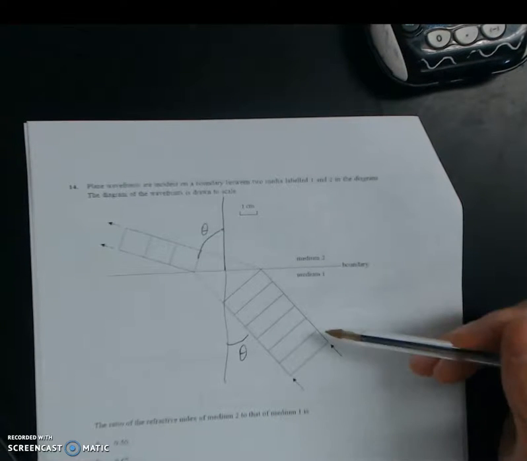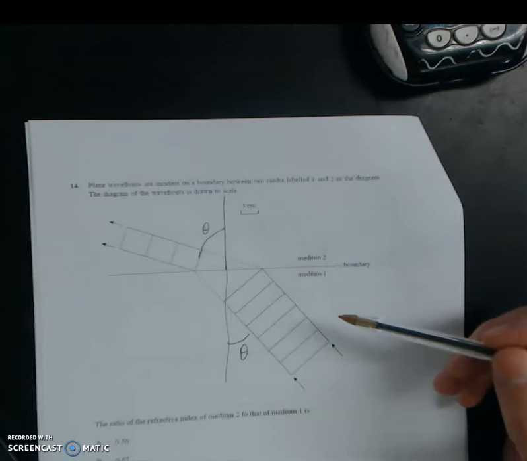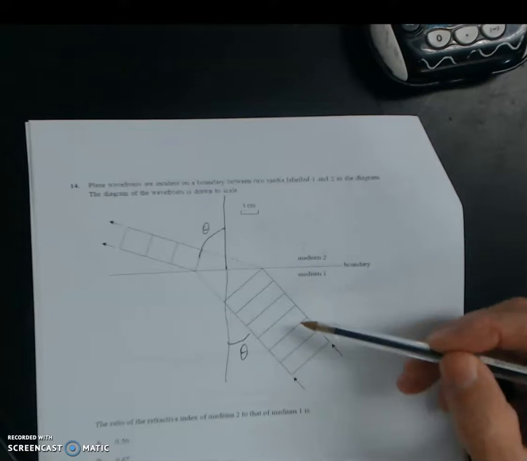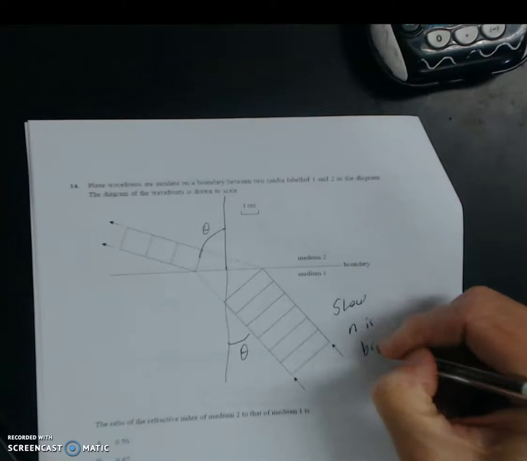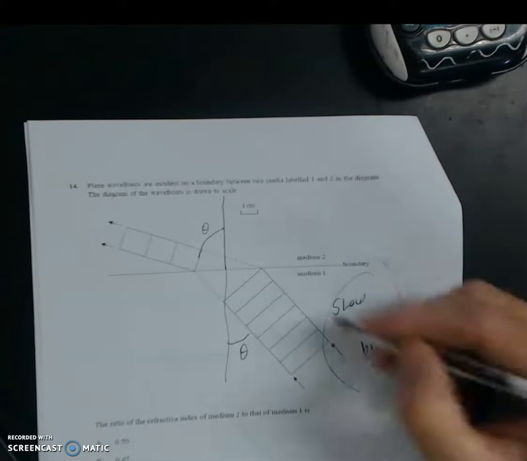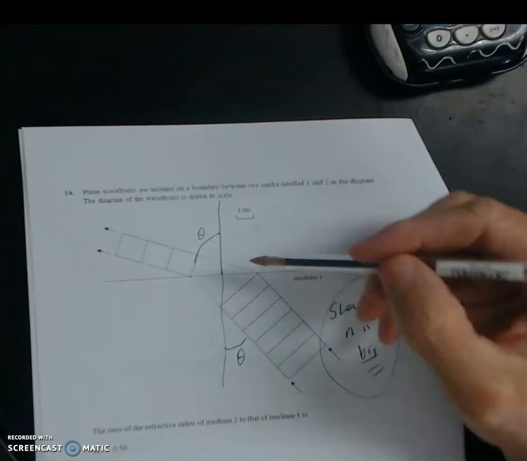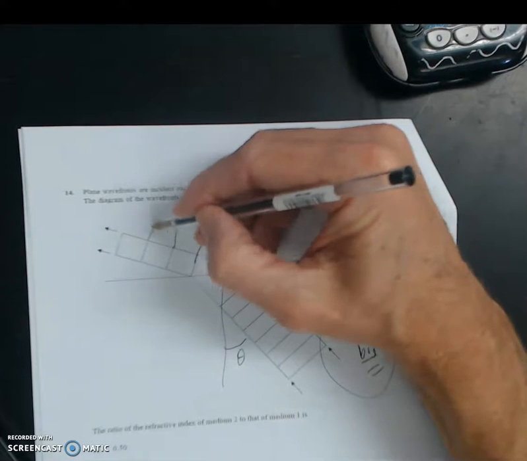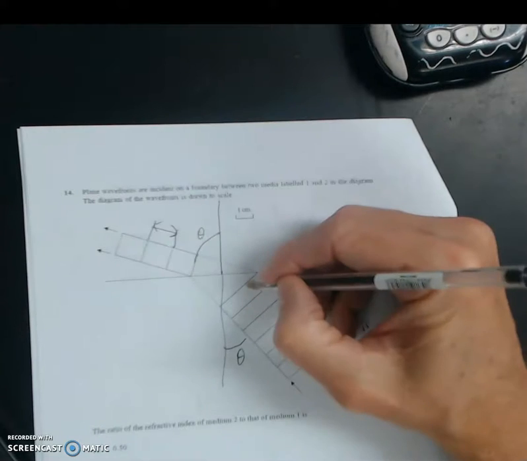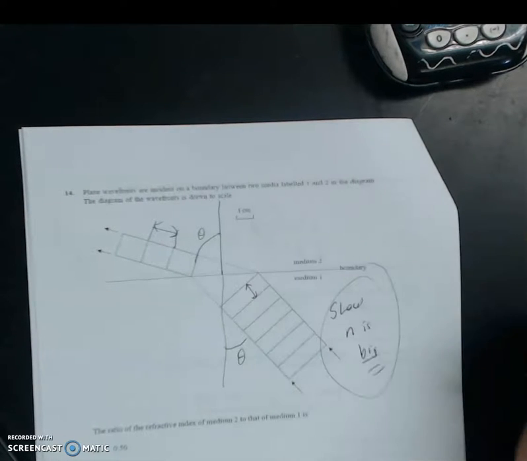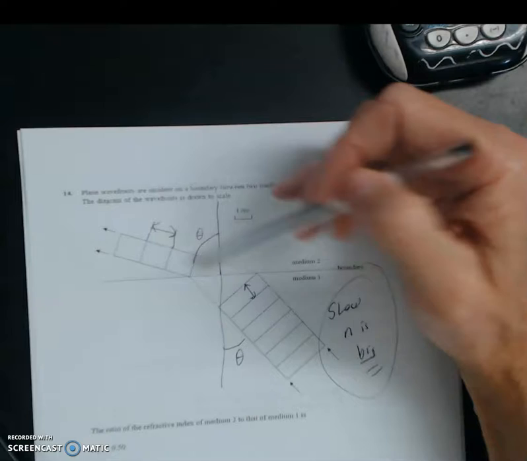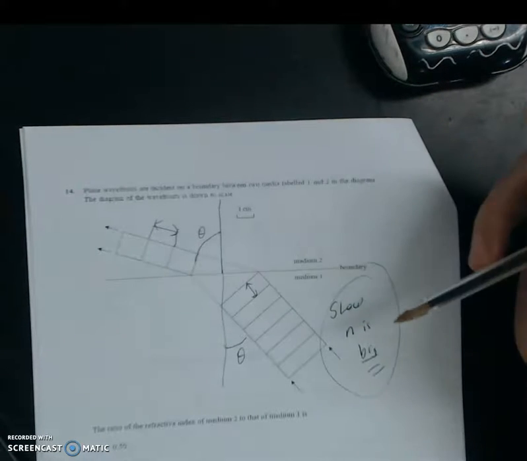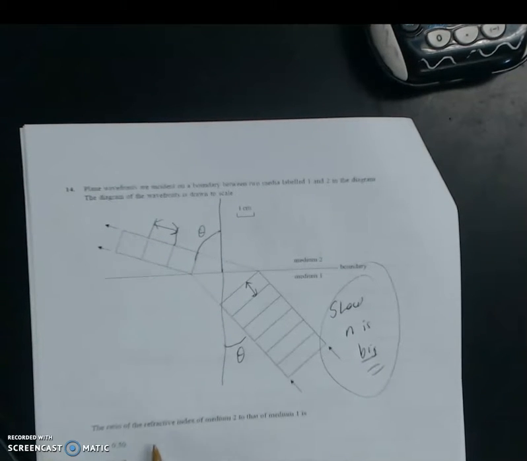So we know it's speeding up when it goes to the other side, and so it should be faster on that side. Then we want to think about how the ratio works, and remember that when it's slow, n is big. So we think about the ratio in those terms, and then we can look at the relative distance here. You actually don't have a ruler during the test. You could estimate that distance compared to that distance as a ratio, and it looks to me like it is bigger by a bit, and then we have to think about which way they're doing the ratio. So the refractive index of 2 to that of 1. So we're saying n2 over n1.